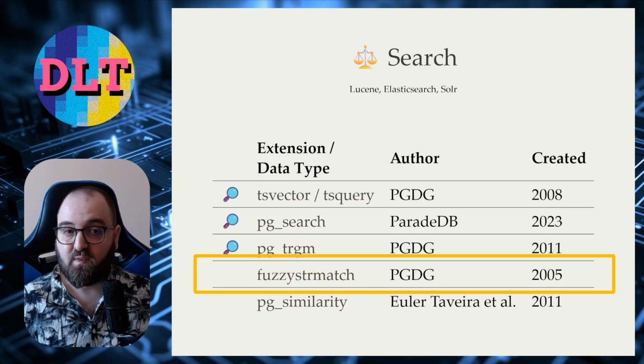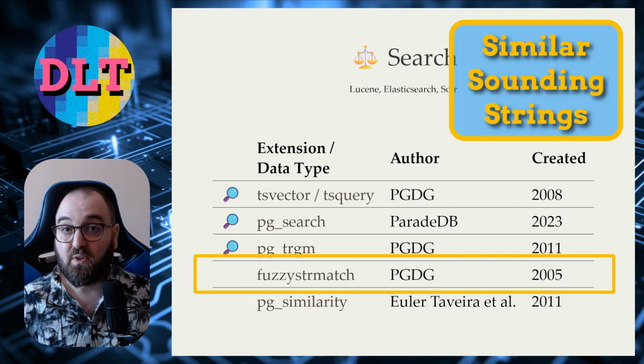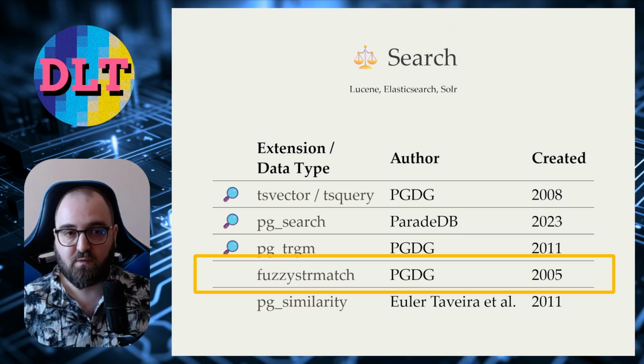Then we've got fuzzystrmatch, which is also a built-in extension. The interesting feature of this extension is that it helps you match similar sounding strings. Although it's interesting, we'll not be looking into it.